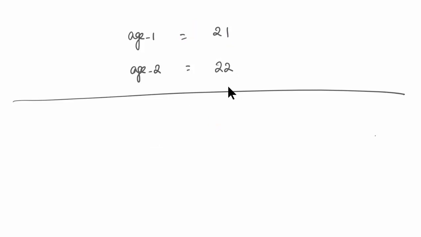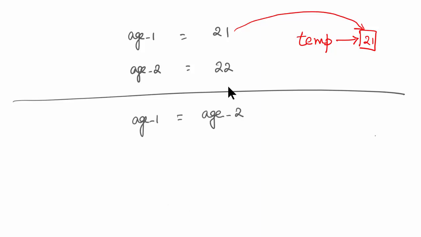Okay, one of the solutions is to have a temporary variable temp, right? And then store this value in temp. Now this becomes 21, temp points to 21. Now you can say age_1 equals age_2, so with this statement, this points here, and age_2 equals temp. Now this points to 21, right?